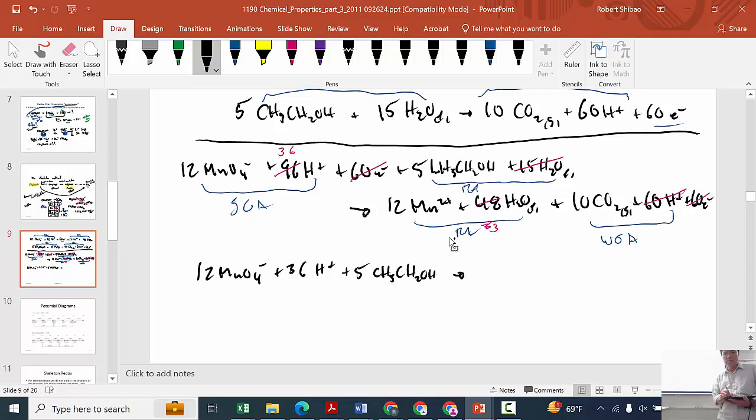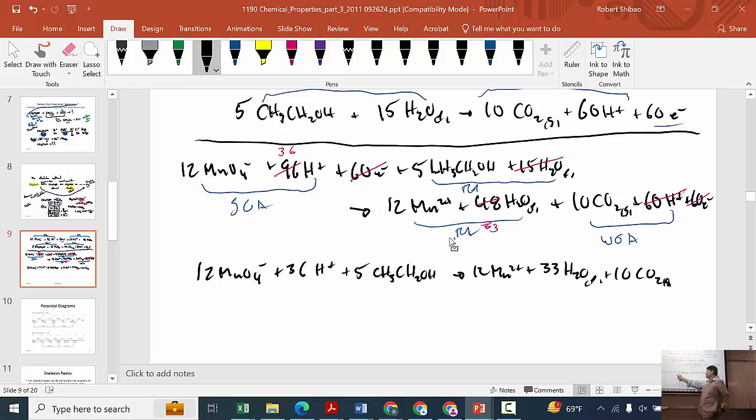yields 12 manganese 2 plus 33 H2O liquids plus 10 CO2 gas. So in other words, we're going to use a very powerful oxidizer to oxidize ethanol all the way to CO2.